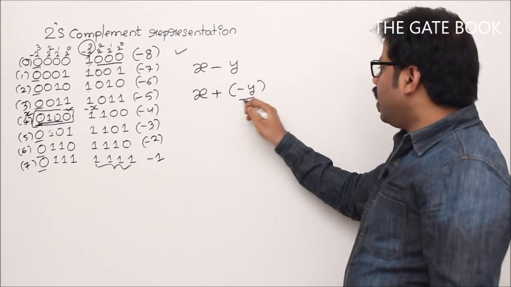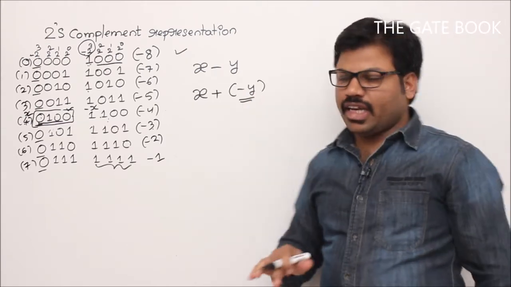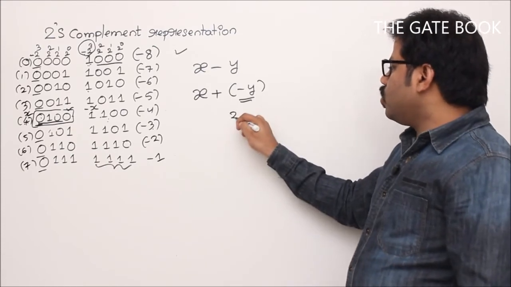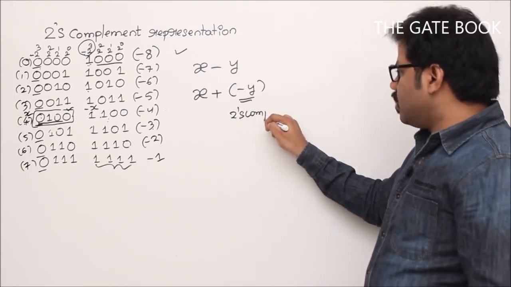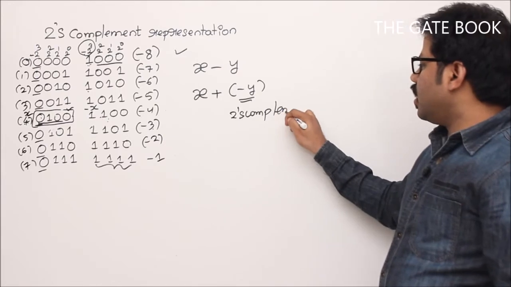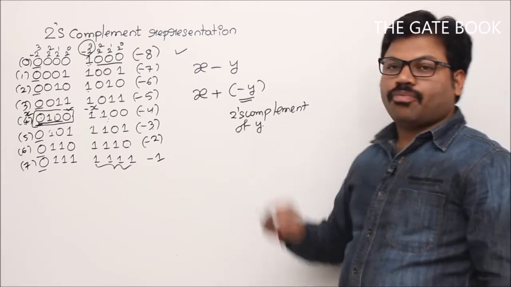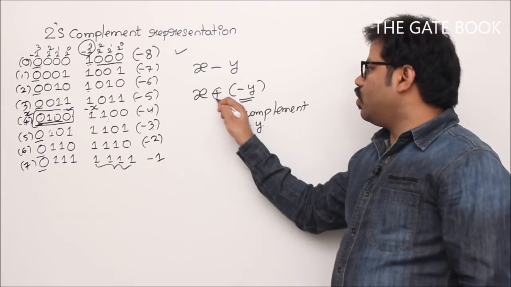So already we know that. Now you have a strong idea about what minus y is. Minus y is nothing but the 2's complement of y, in this model. It is designed in such a way that we can get it. Right? So then after that, do the addition.